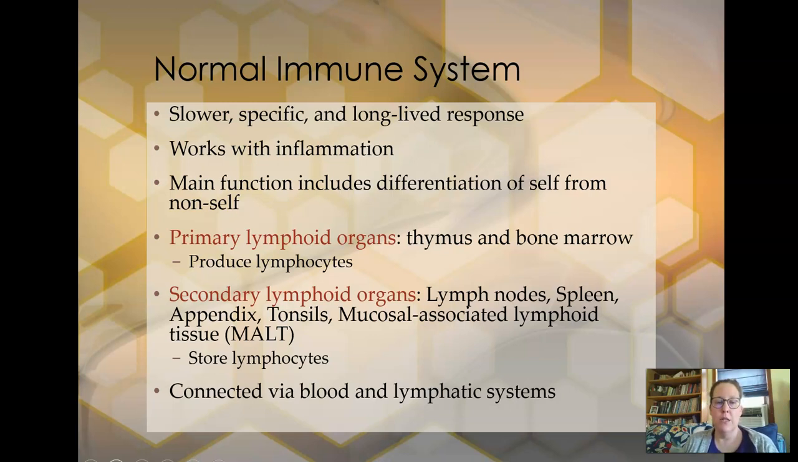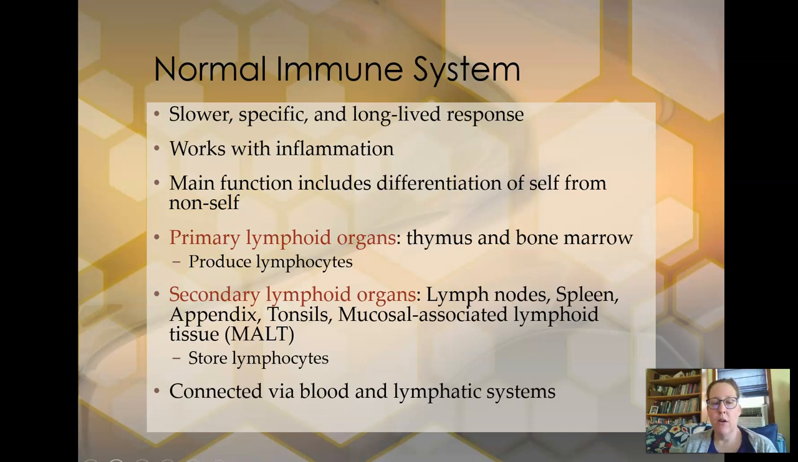Your primary lymphoid organs are your thymus and your bone marrow. They produce lymphocytes. Actually the bone marrow is truly the site of lymphocyte production. The thymus matures your lymphocytes. We're going to look at that in just a minute. Your secondary lymphoid organs are a storage area for those lymphocytes that have been produced and matured. Those would be your lymph nodes, your spleen, your appendix, your tonsils, and your mucosal associated lymphoid tissue, also known as MALT. They store lymphocytes and are at areas basically where they're most likely to be needed.